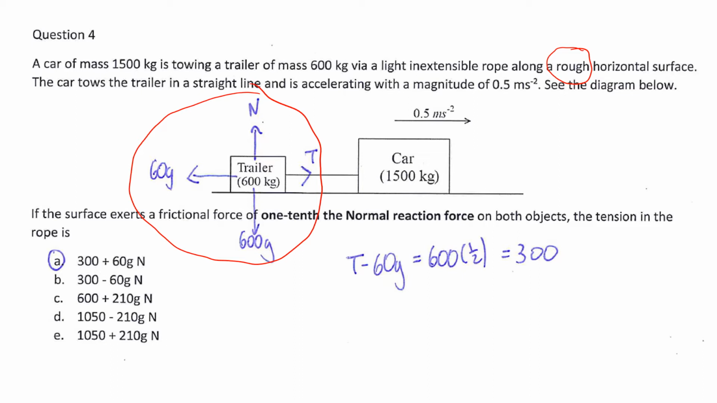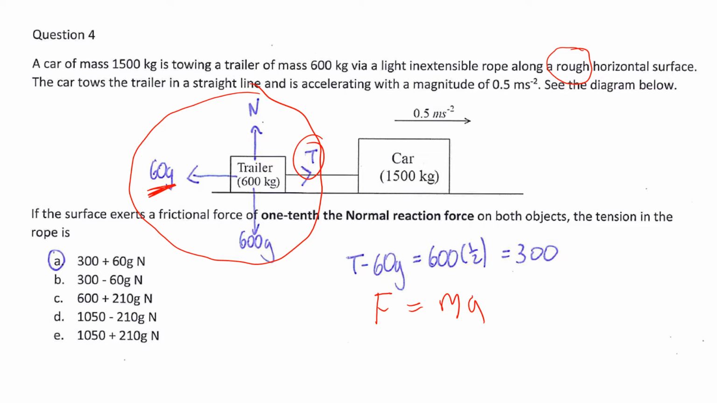You've got your weight force being perfectly counterbalanced by your normal reaction force because the trailer remains fixed to the road. So the normal reaction force is 600 G, and 1/10 of that is 60 G. So that's why you've got your frictional force opposing motion. It leads us to our F equals ma equation. So the resultant force is tension minus 60 G equals mass of the trailer, 600 times 1/2. And obviously we resolve that equation for T and we get our answer.